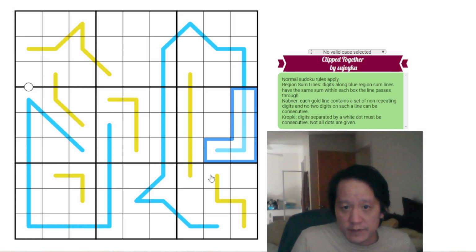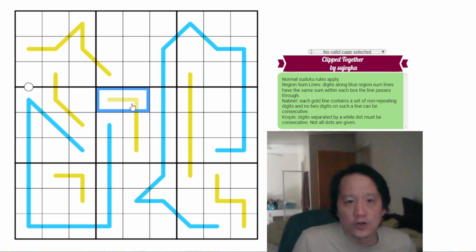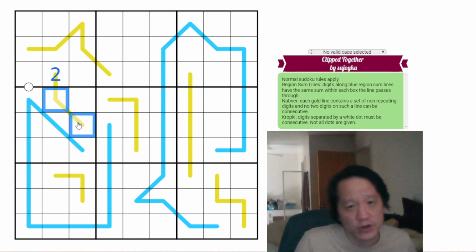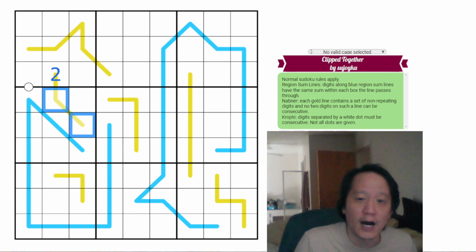A Nabner line. Each gold line contains a set of non-repeating digits, and no 2 digits on such a line can be consecutive. So, basically, on this line, if you had, say, a 2 on the line, you know there could not be a 1 or 3, because you cannot have consecutive digits on a Nabner line. And if you look at Nabner, it's actually Renban spelled backwards. So it's an opposite of a Renban line, essentially.